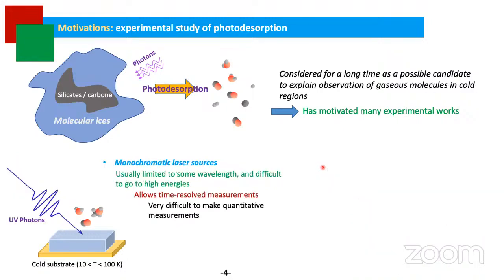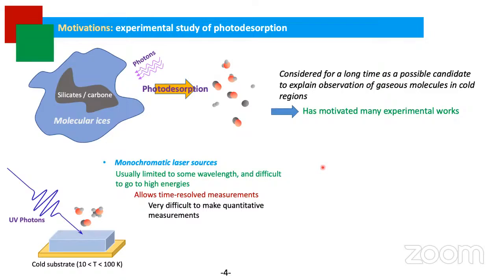Other people also use laser sources. Laser sources are very powerful because they are pulsed sources, and with pulsed sources, you can do some time-resolved measurements. And this is very helpful to understand the mechanism of the desorption. Unfortunately, from laser sources, it's extremely difficult to get quantitative yields because it's very difficult to know the exact flux, because of pulse-to-pulse instability, for instance.